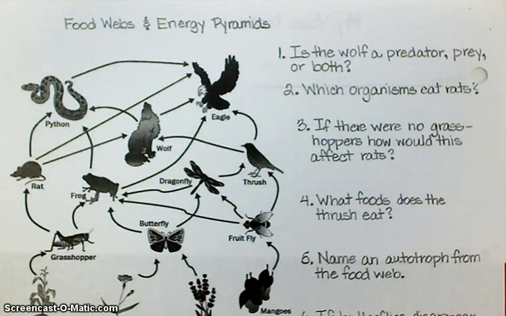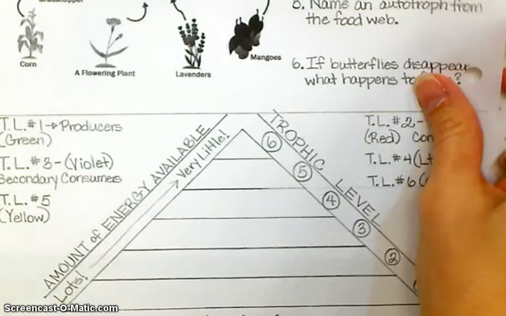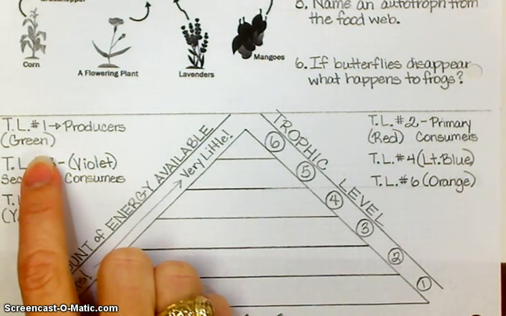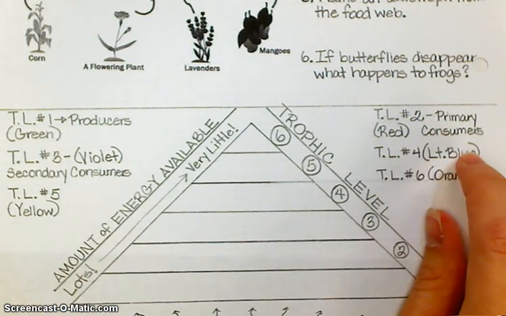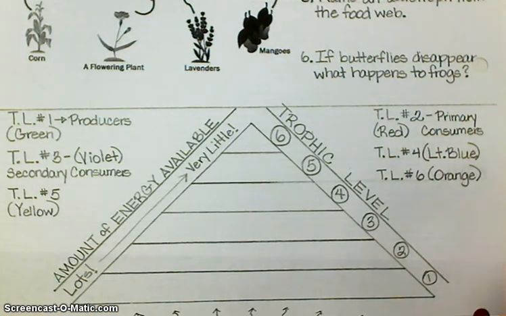But you're also going to need some matte pencils, and which colors are going to be down here. So green, violet, yellow, red, light blue, and orange. So gather your materials and then we will get started.